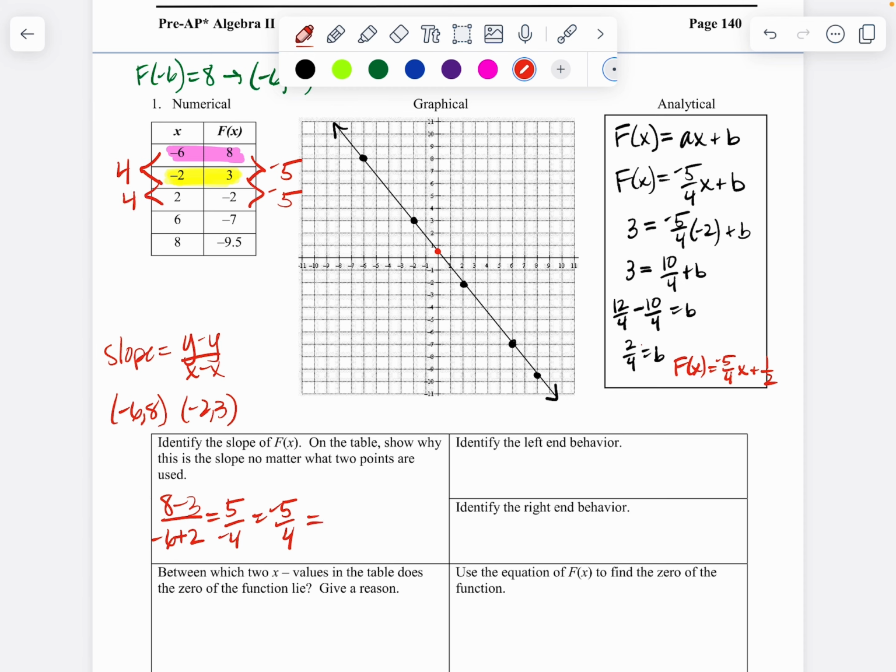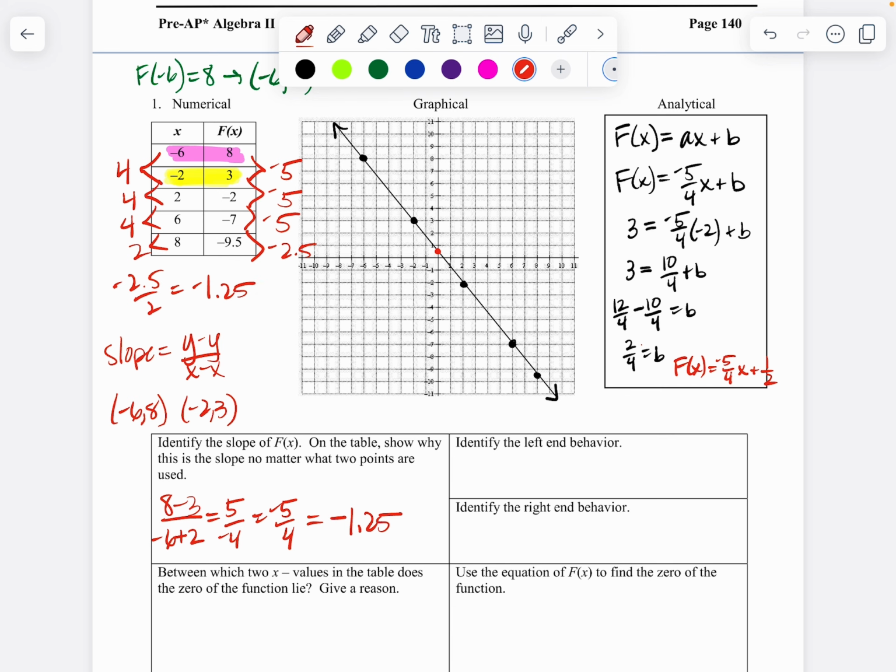So if I divide out my actual slope, negative 5 divided by 4 is negative 1.25, right? And it just keeps going, no matter what 2 points we use. Here we're just going down 2.5 to 2. But if you divided that out, if you did negative 2.5 over 2, you would still get negative 1.25.